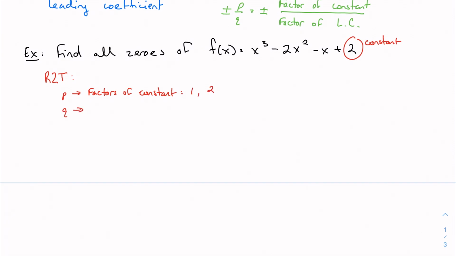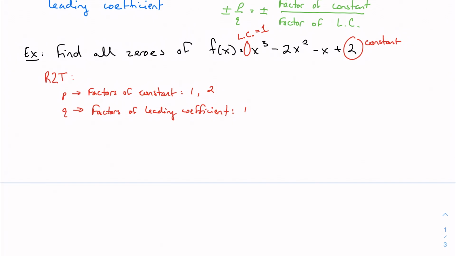And q, I want the factors of the leading coefficient. So what is my leading coefficient? My leading coefficient is 1. We assume it's 1 because it's not written in front of the x cubed, so we assume there's 1 x cubed. And my factors of 1 are just 1.